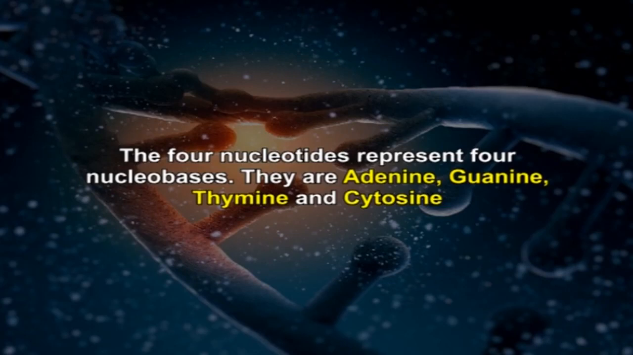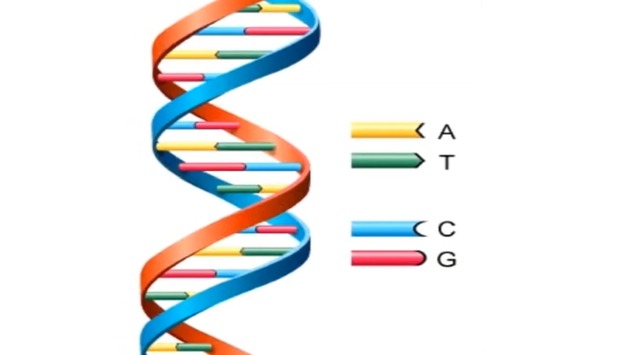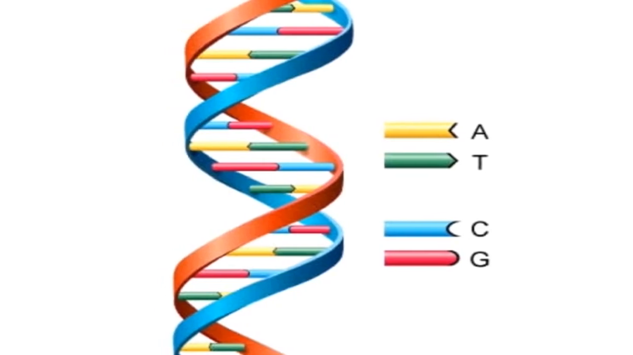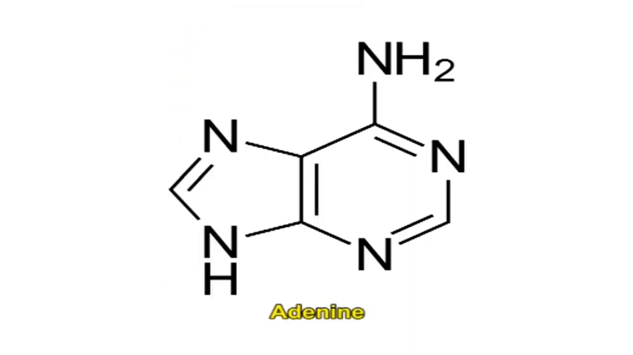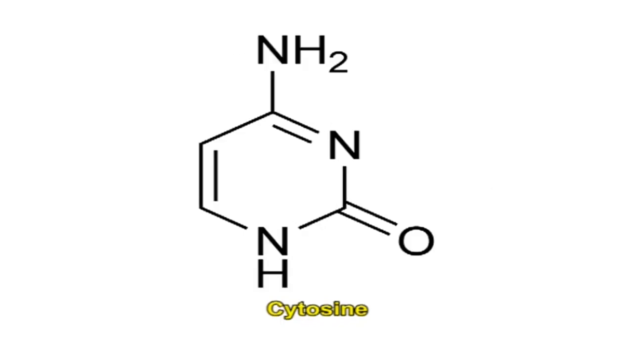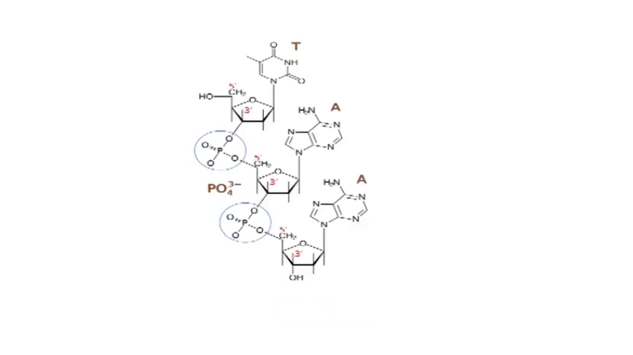The 4 nucleotides present 4 nucleobases. They are adenine, guanine, thymine and cytosine. The nucleobases are generally abbreviated as A, G, T and C. Purine bases are adenine and guanine, whereas pyrimidines are cytosine and thymine.